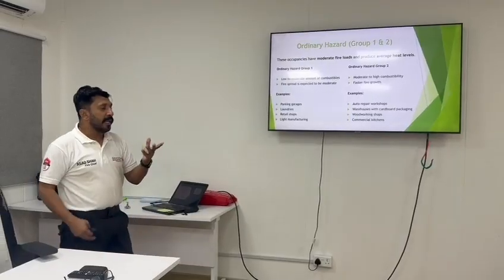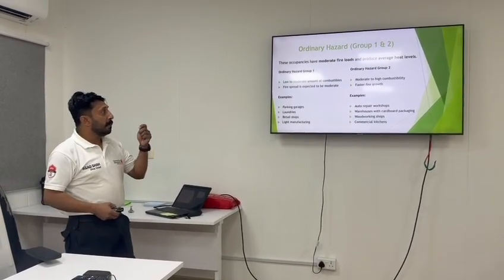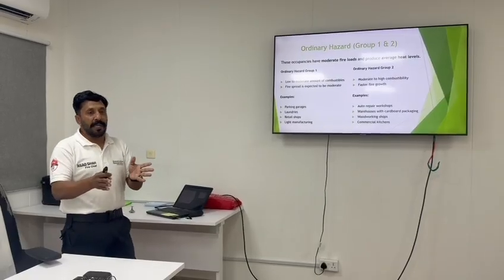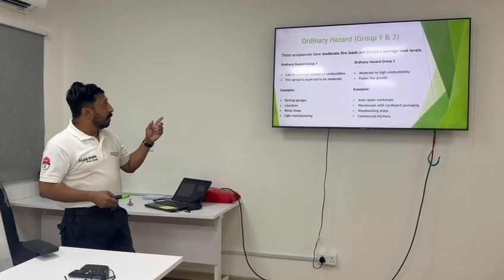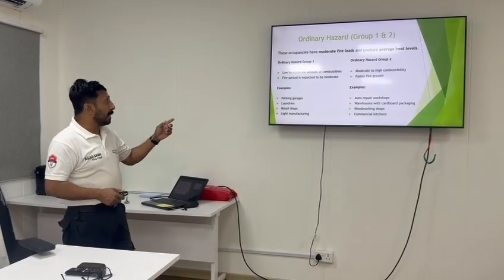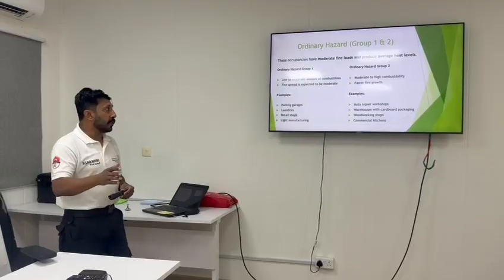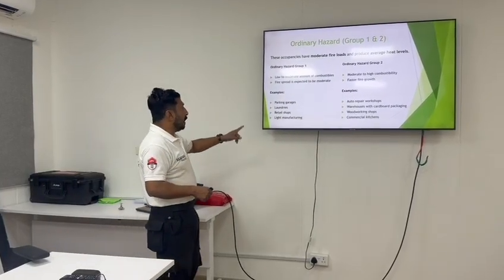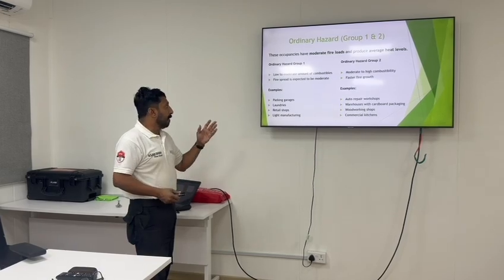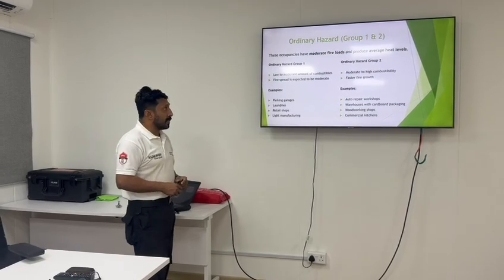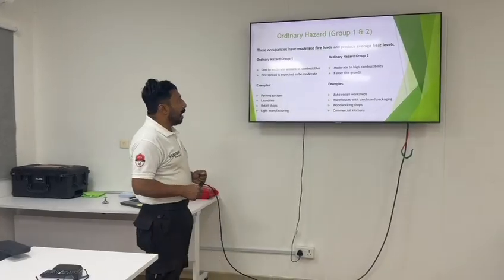if the fire starts, it will grow more speedily because the combustibility of those materials is higher than the other one. So for examples, we can check the parking garages will come under the ordinary hazard group 1. The laundries, retail shops and light manufacturing industries will come under the examples of ordinary hazards. And where we will consider the ordinary hazard group 2, the auto repair workshops.